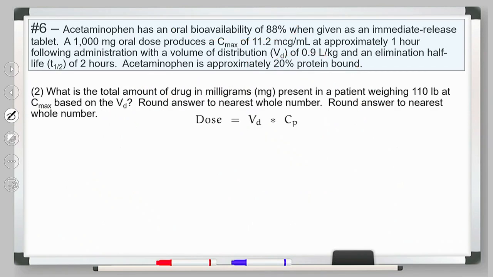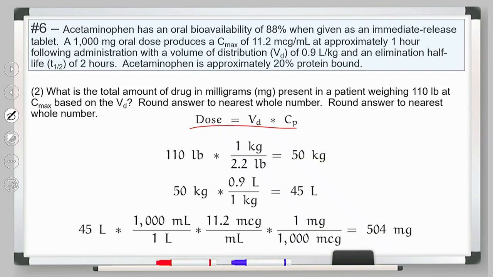Okay? So this is the other thing that we practiced, using that formula, and I'll give you that formula here. The dose is equal to the volume of distribution times the plasma concentration. In this question, though, the volume of distribution is in liters per kilogram. So I have to take the patient's weight first, convert it to kilograms, then multiply it by the volume of distribution to get a patient-specific volume of distribution. So this patient's VD for that formula is 45 liters.